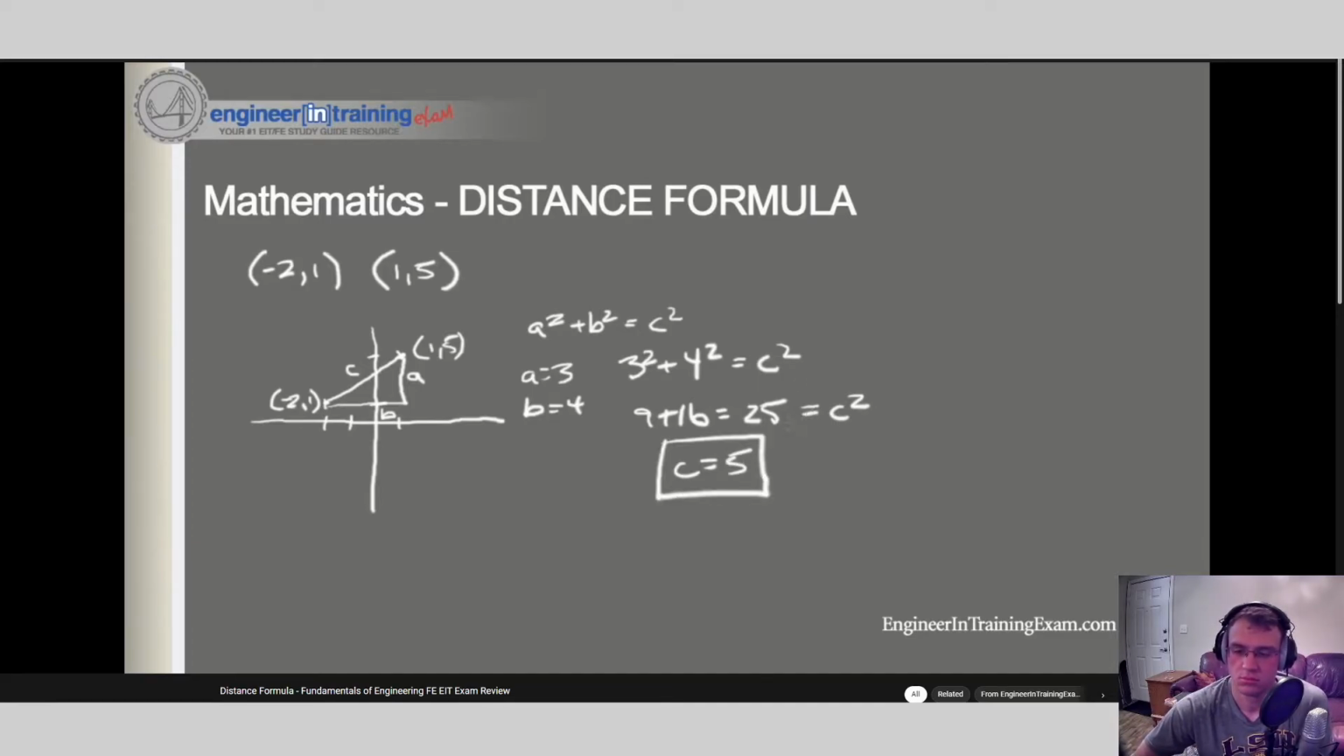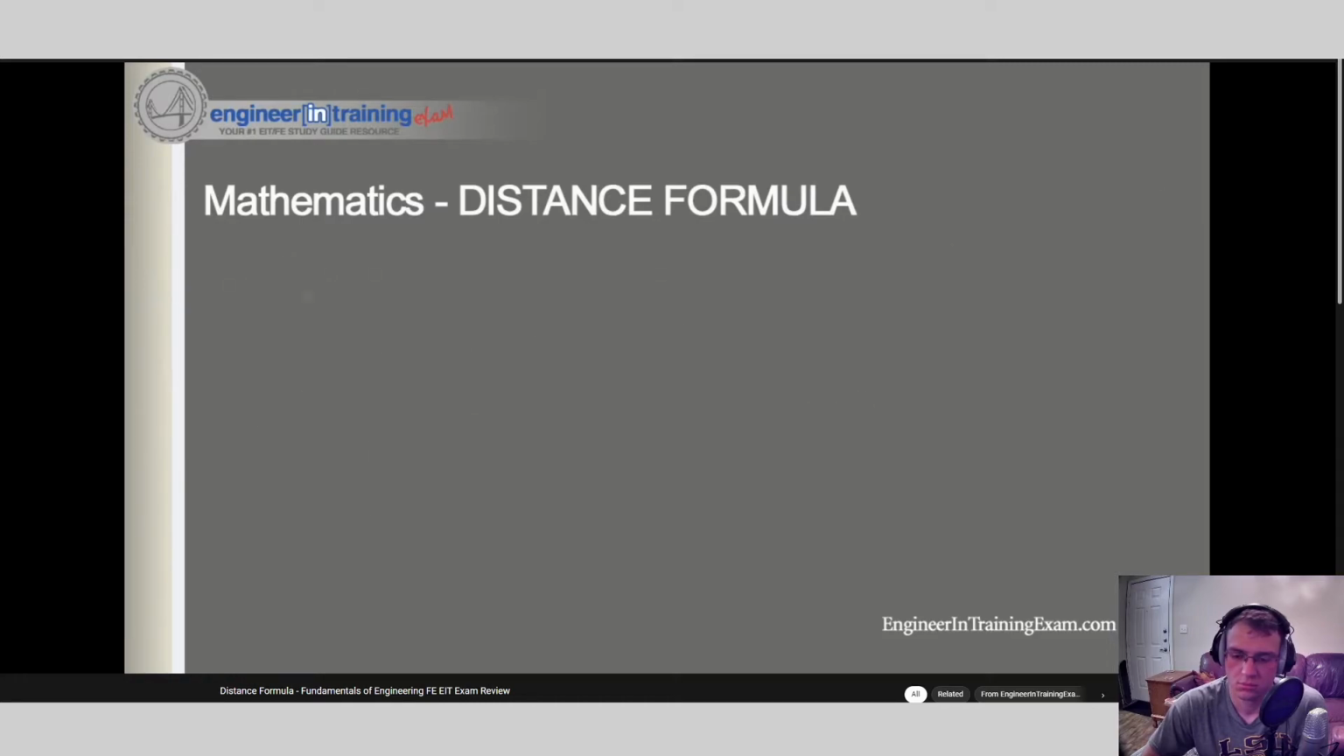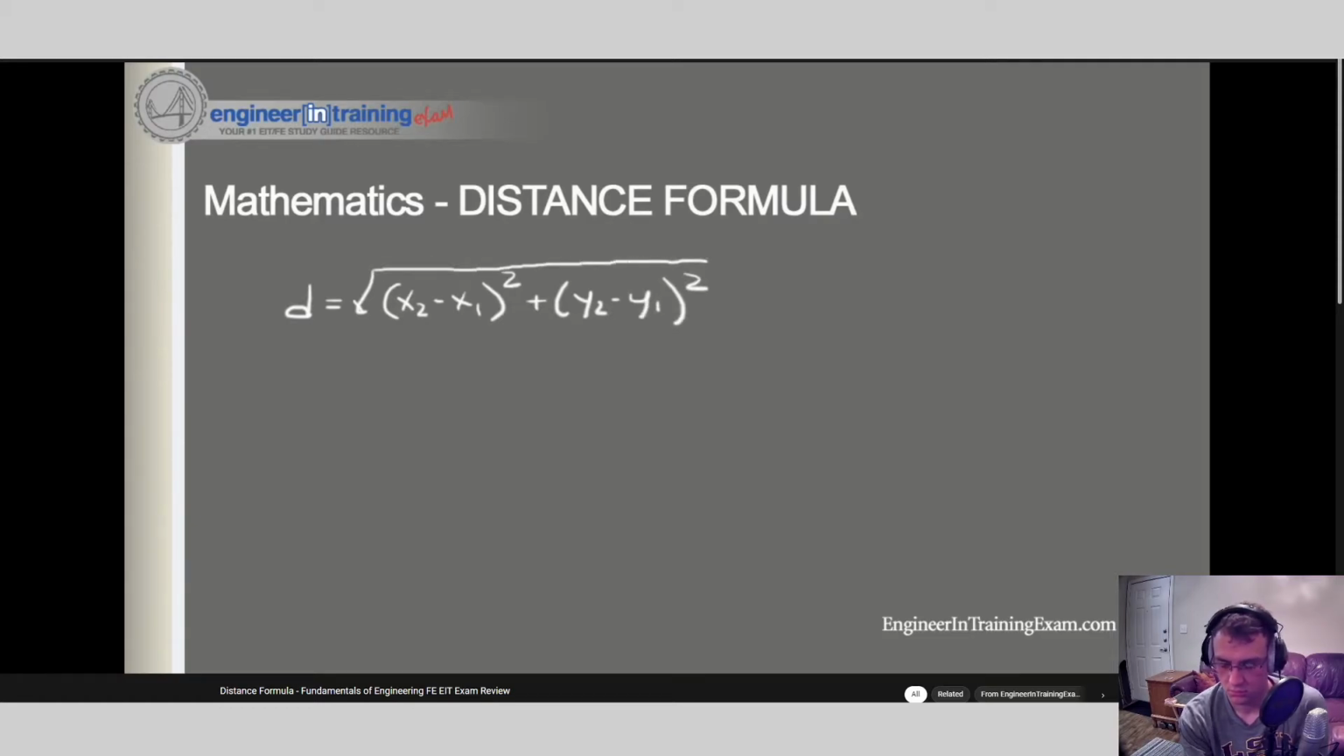So this method obviously holds true in any case. However, the distance formula, like I said, repackages this formula into a simple equation that we can just quickly plug in any two given points in a coordinate system to figure out what the distance is between those 2 points. So the distance formula states that d is equal to the square root of x2 minus x1 squared plus y2 minus y1 squared, and all that is under the square root.